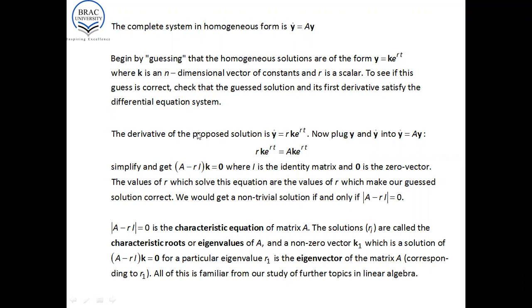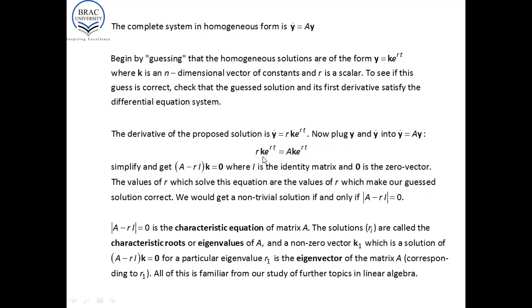The derivative of the proposed solution is y dot is equal to r k e to the power rt, right? So when we differentiate both sides, this is what we get. Now plug y and y dot into y dot is equal to Ay. So y dot is equal to this thing on the left-hand side. We have A times y, and y is equal to k e to the power rt. Simplify, right? So e to the power rt will cancel.